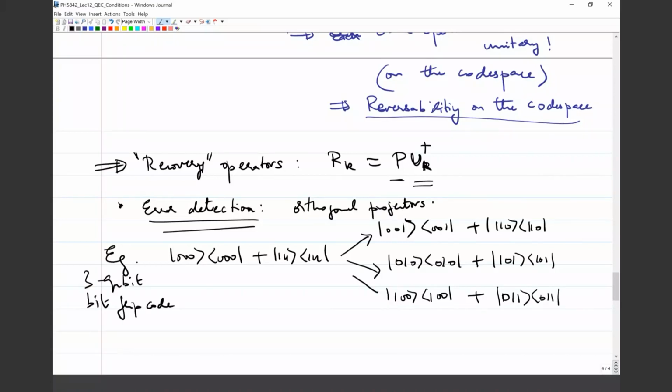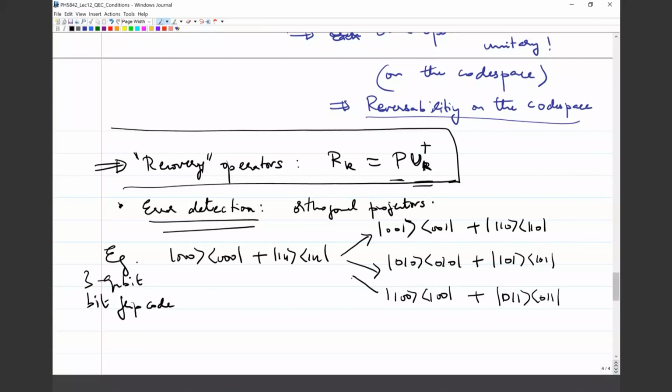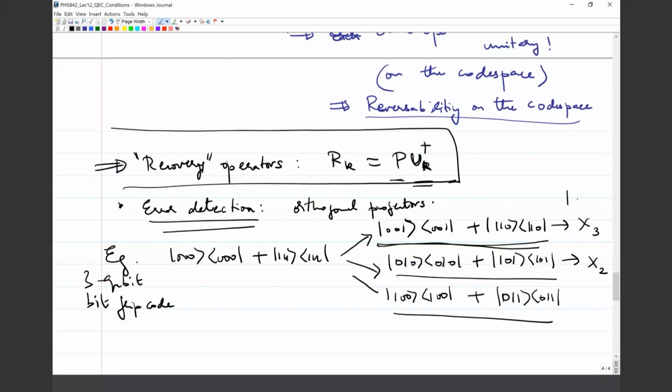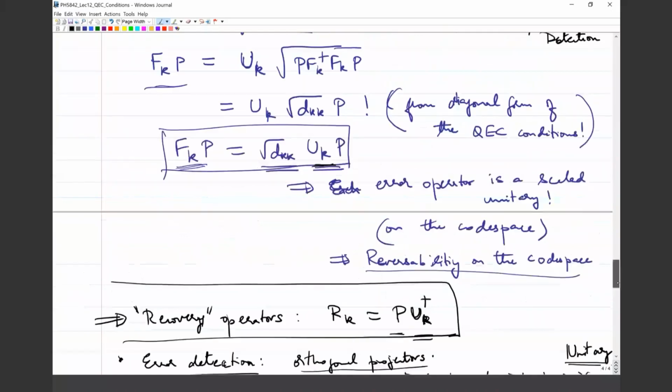So how do I get these recovery operators? I get these as a combination of, first, a projective measurement to decide which subspace the state is in. And then once I know that it is in this subspace, I know that I have to do an X3 operation. Once I know that it is in this subspace, I do an X2 operation. So this is the unitary part. So there are orthogonal projectors and then there are unitaries which do the error correction itself, right? But first I need to identify these orthogonal projectors for error detection. And how do I do that in this abstract setting?